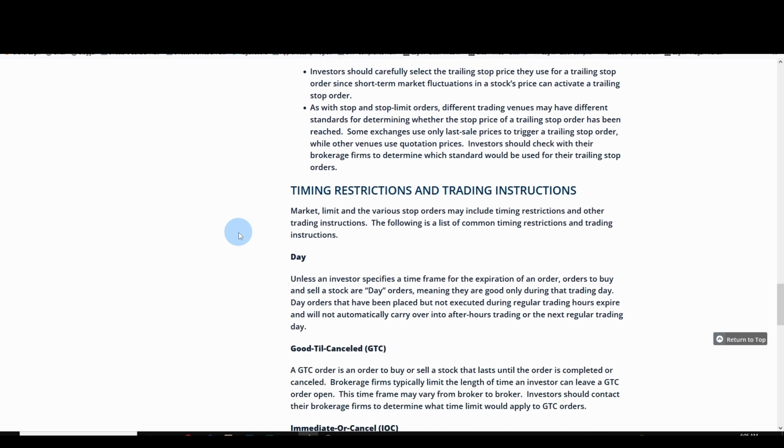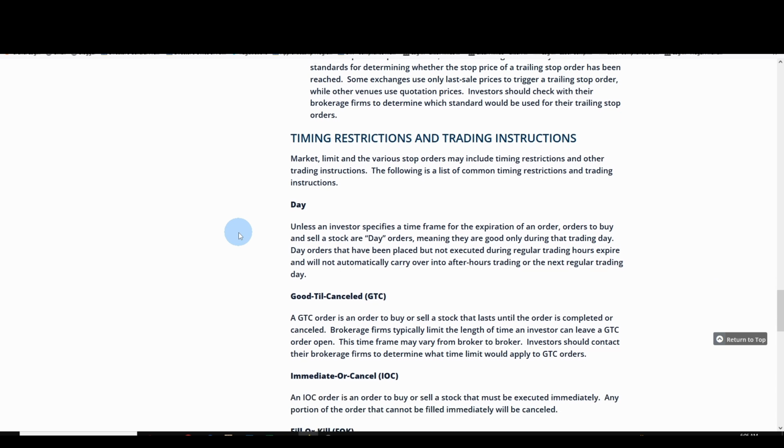Timing restrictions and trading instructions. Market, limit, and the various stop orders may include timing restrictions and other trading instructions. The following is a list of common timing restrictions and trading instructions.